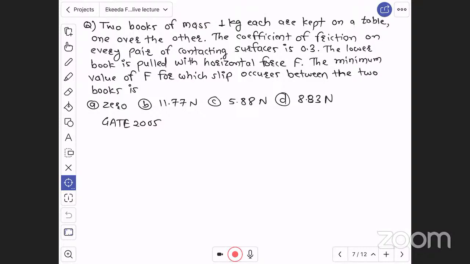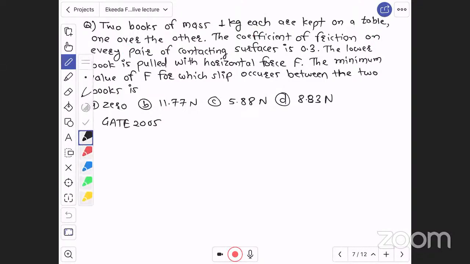Now the first question, which was asked for 2 marks in GATE 2005, is on your screen. Concentrate on the question. Two books of mass 1 kg each, right? There are two books and each book has mass 1 kg, kept on a table one over the other.